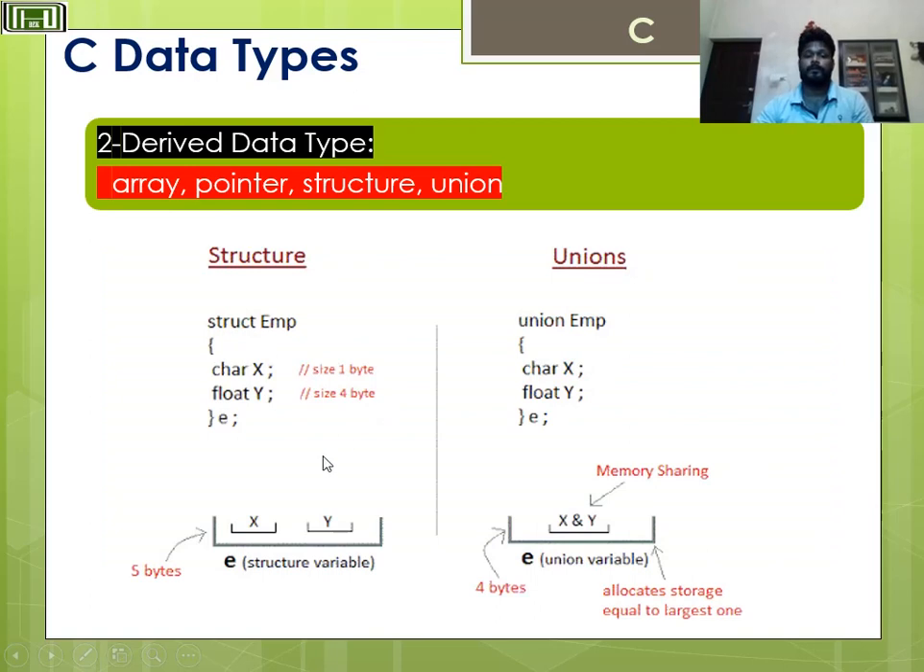Now here is one more example: struct m with char x and float y is the struct variable. Then union m with char x and float y shows the memory sharing. In the case of a structure, memory is allocated separately. In the case of a union, storage equal to the largest member is allocated. So here is the difference: in this case 4 bytes is used for the union, and 5 bytes is used for the structure. So this is the main difference.